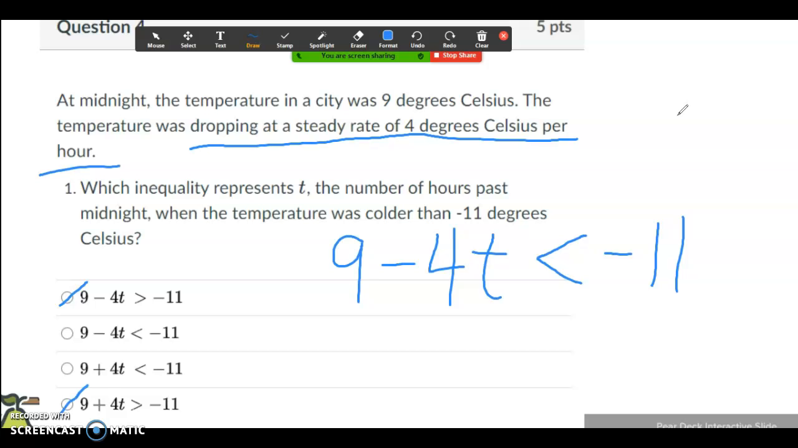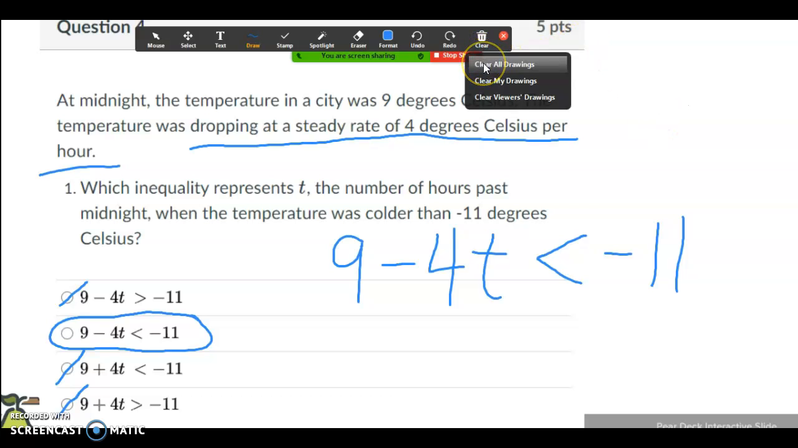That's the same thing for down here. That would be greater than. And you're also adding. We're not adding. This one here also, we're not adding. So it looks like this matches. 9 degrees, take away 4 degrees per hour, has to be less than negative 11, or colder, which would be negative 12, negative 13, etc.